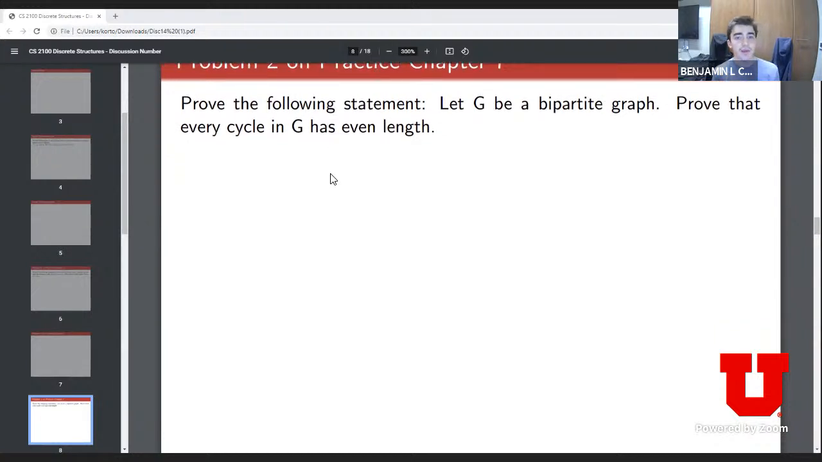So prove the following statement. Let G be a bipartite graph. Prove that every cycle in G has even length. Real quick, I wanted to remind everyone what a bipartite graph is. Can anyone tell me, first of all, what a bipartite graph is?